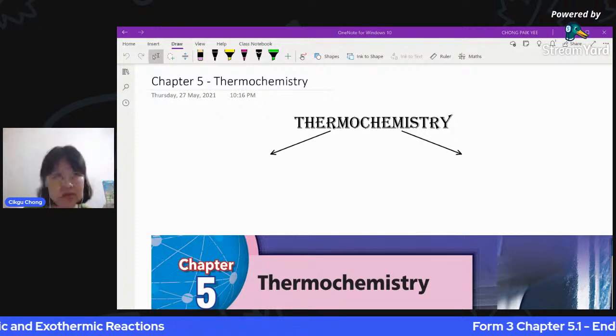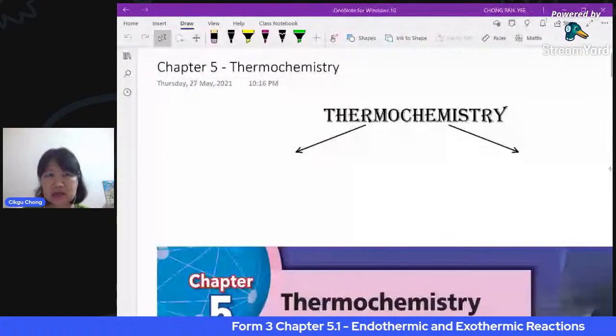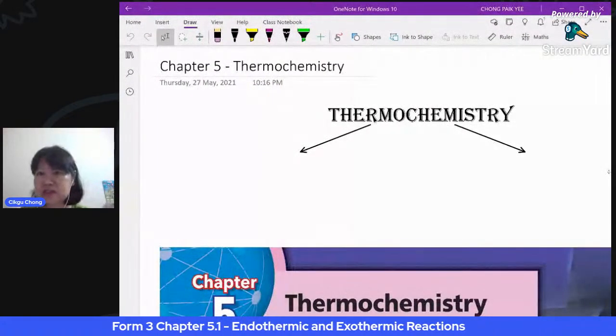Okay, today we're going to continue with another lesson, which is we are going to start chapter 5. So this is thermochemistry.